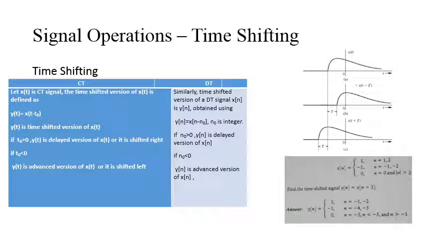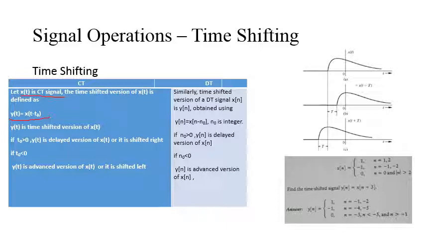So for example, we have input signal x of t, right? And from t you can tell easily that this is a continuous time signal, right? So the time shifted version of x of t is defined as y of t. Y of t is your output signal, which is obtained by shifting the input signal, which is x of t, by amount of t naught, right? So t naught here represents the shift.